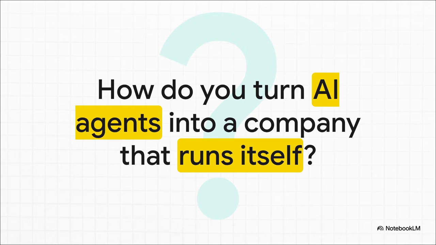Well, that is the exact question that a viral open source project called Paperclip is trying to answer. This thing absolutely exploded onto the scene. We're talking over 30,000 GitHub stars in just a few weeks, all by proposing a new way to build and run what it calls zero human companies. It's basically designed to be the orchestration layer for your own personal AI workforce.